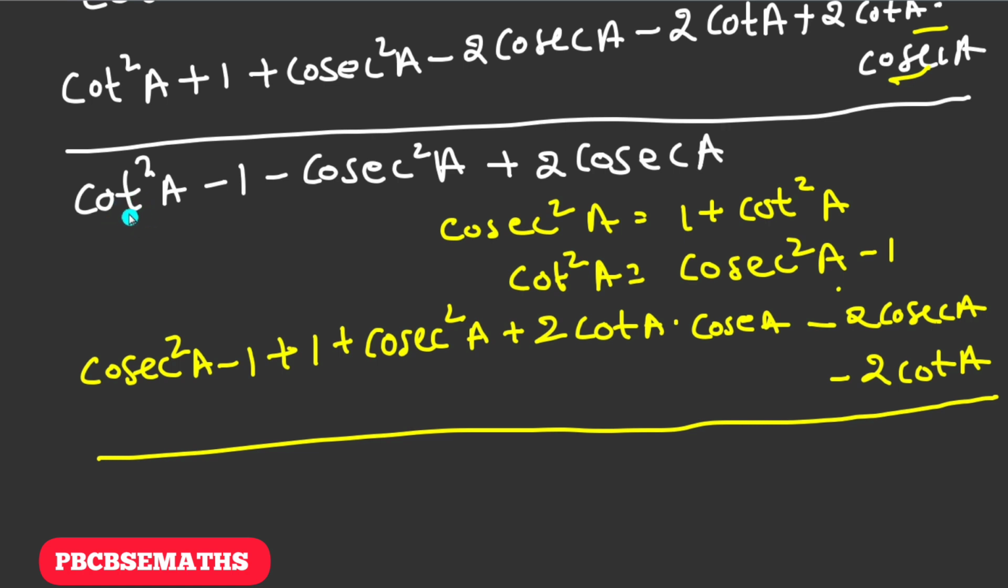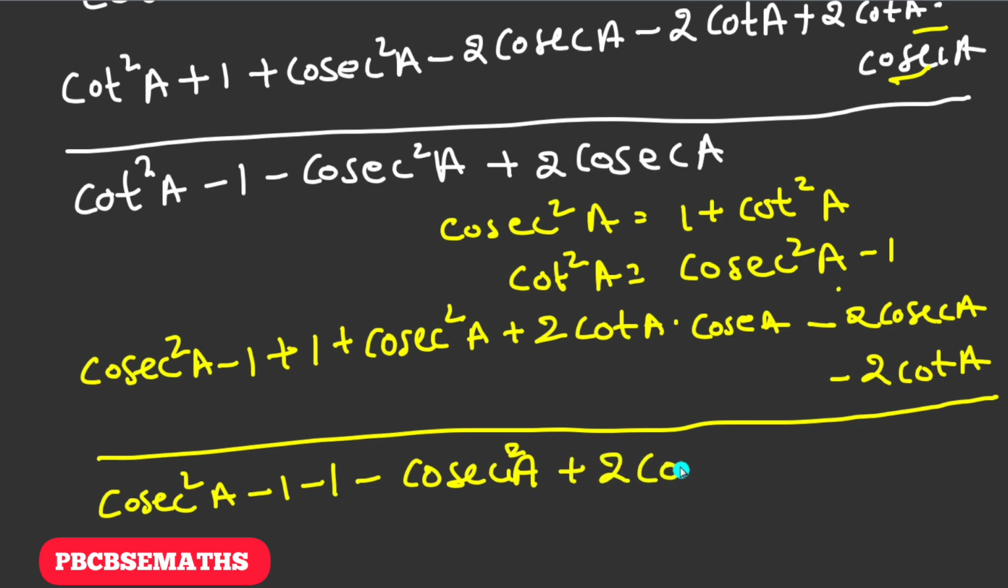Instead of writing this cot square A, let's write cosec square A minus 1. Then let's write this minus 1 as it is. Then minus cosec square A plus 2 cosec A.